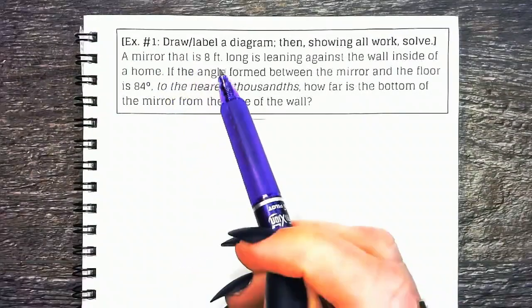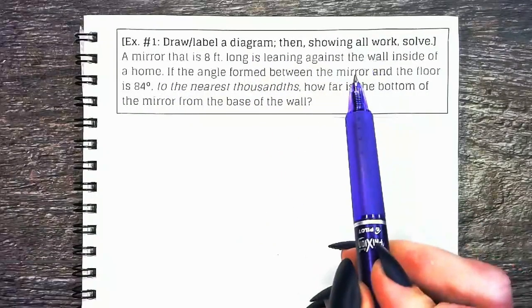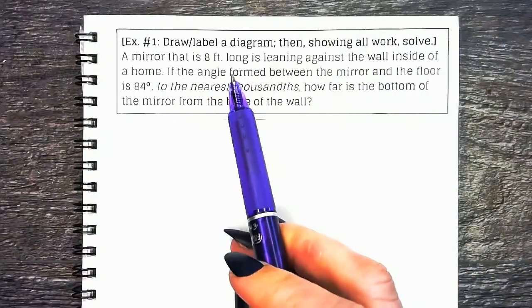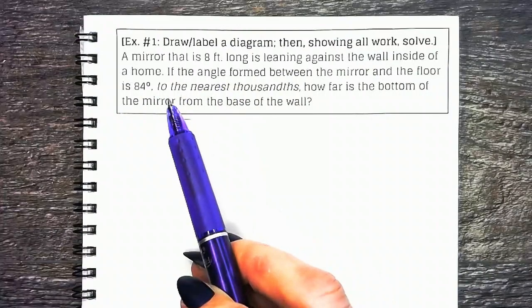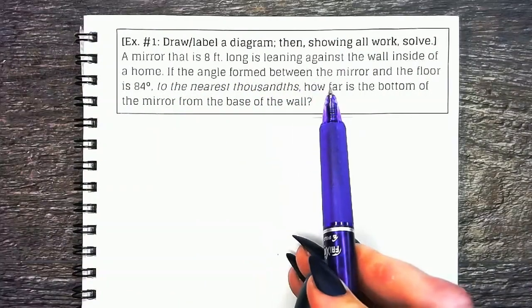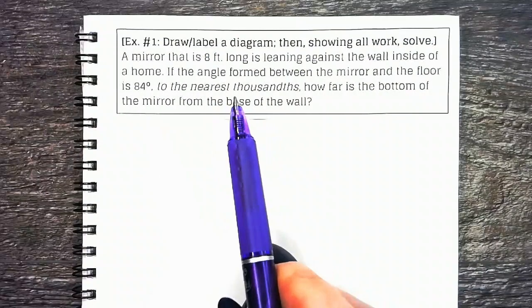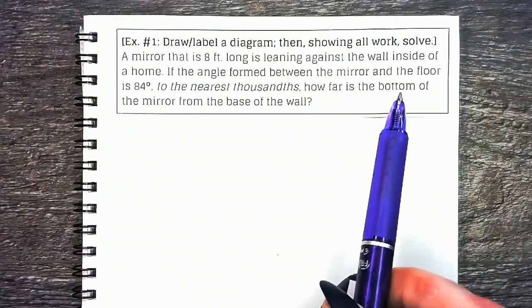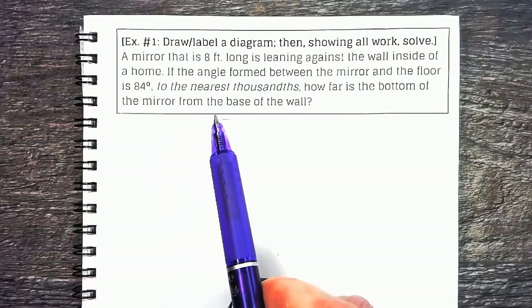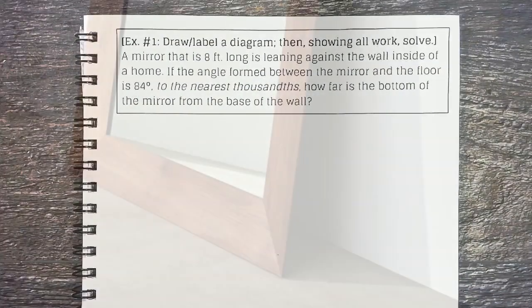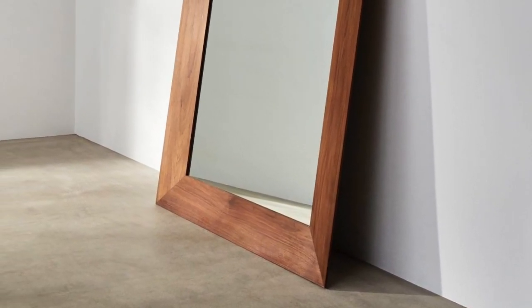Example 1: draw and label a diagram. Then, showing all work, solve. A mirror that is 8 feet long is leaning against the wall inside of a home. If the angle formed between the mirror and the floor is 84 degrees to the nearest thousandths, how far is the bottom of the mirror from the base of the wall? Okay, so first thing we need to do is draw a picture.